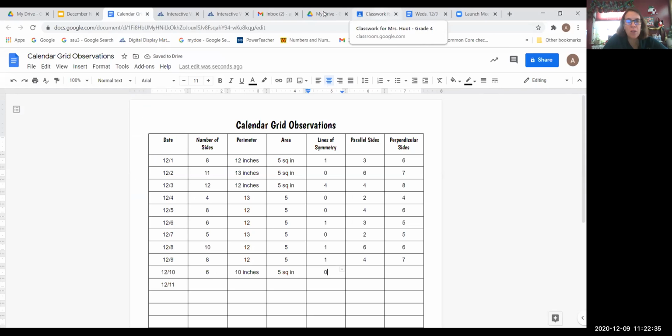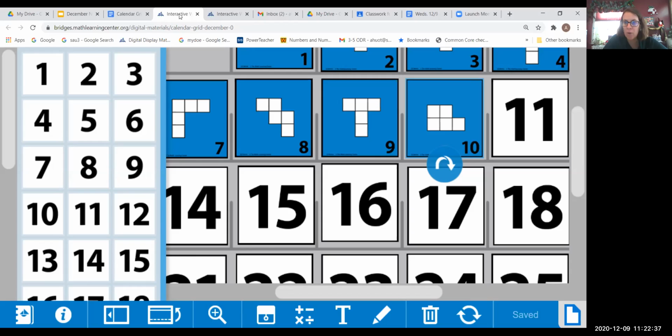And now we're going to talk about parallel sides. Remember, parallel lines are 2 lines that are equal distance apart, and they will continue forever and ever and never intersect. So they'll go on forever. So when we look at this shape, we have the top and the very bottom are parallel. The top and the bottom, the middle line, are parallel. So we have 2 pair of parallel sides.